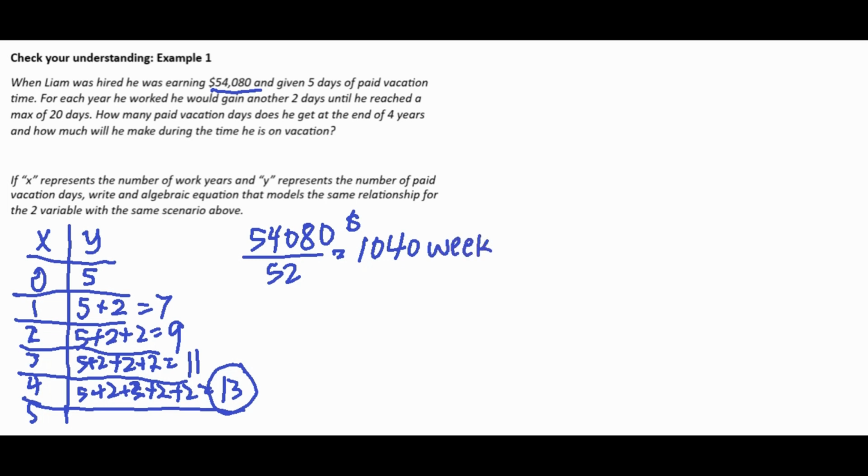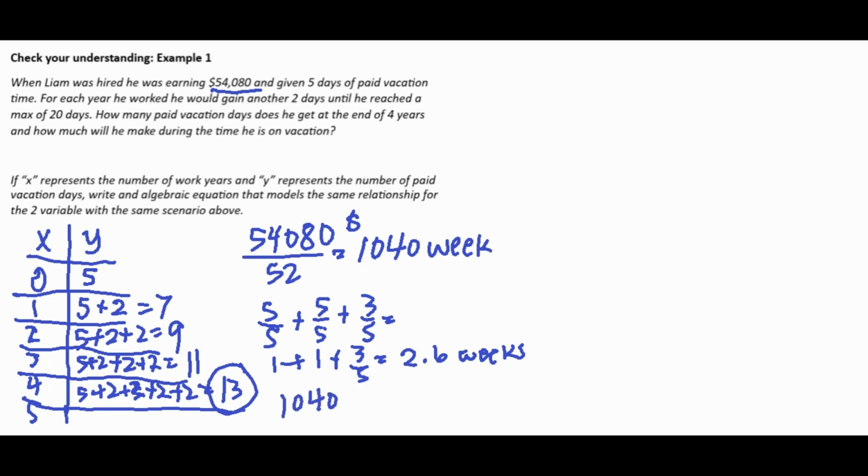Now, a work week is 5 business days, and he gets 13 vacation days. So if we're talking about his vacation days, 13 days out of a week, so he's got 5 plus 5. That's 2 weeks, plus 3 out of the 5 for the last week. That's going to be 2 whole weeks, and then 60% of the next week. So we got 2.6 weeks of vacation.